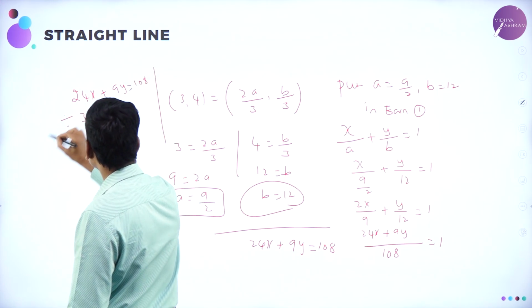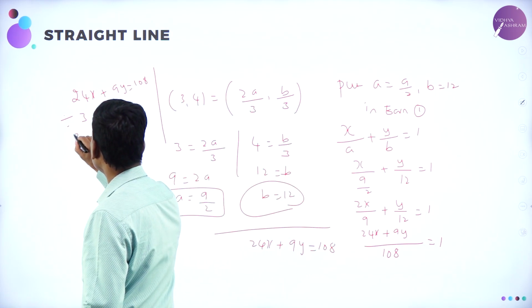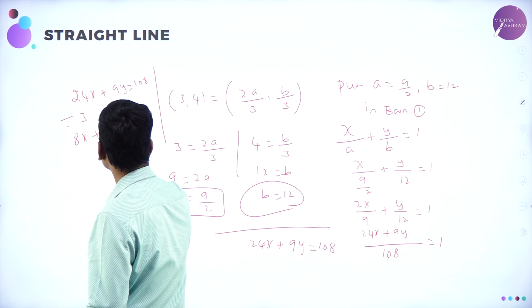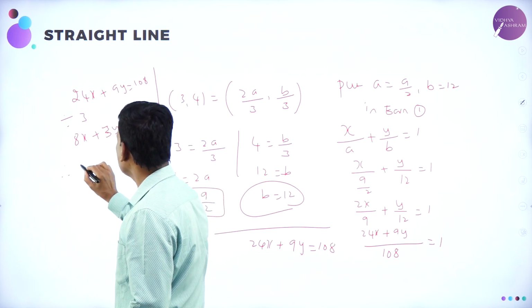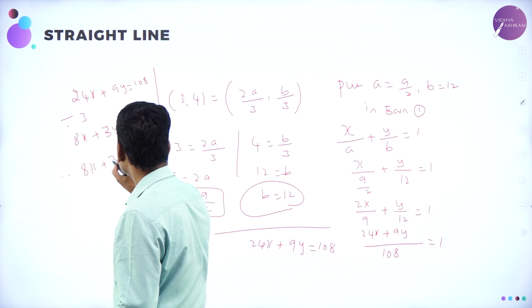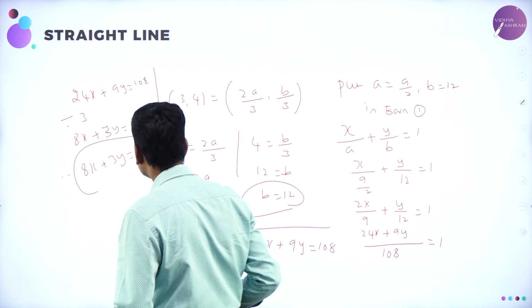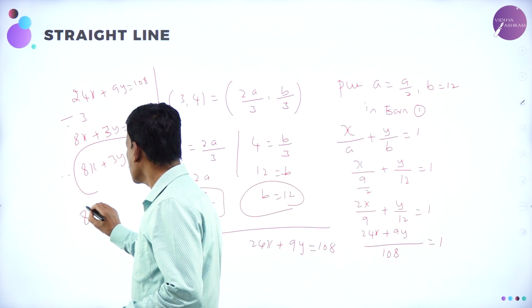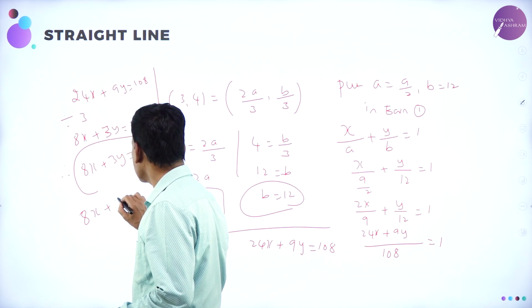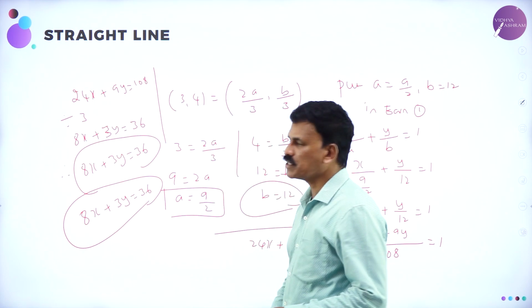Now you can divide by 3. If you divide by 3, 8 3s are 24, this is 8x plus 3 3s are 9, 3y is equal to 108 by 3 is 36. So therefore the required equation is 8x plus 3y is equal to 36. That's it. So 8x plus 3y is equal to 36. 8 into x plus 3 into y is equal to 36 is the required equation of the line.